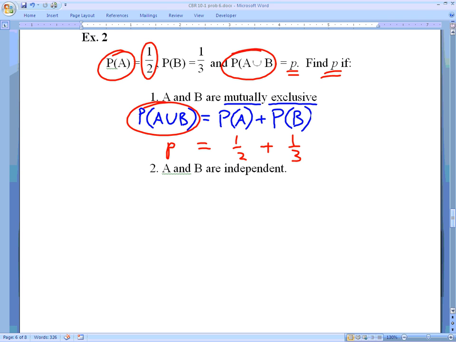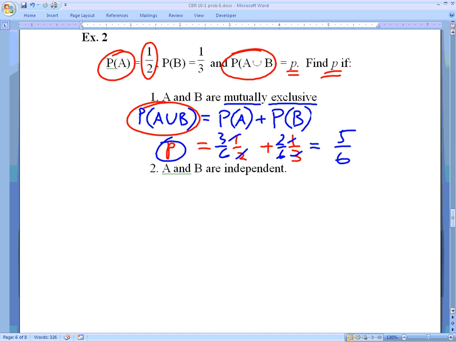And so we can make these both have a denominator of 6, which would be 3/6 and 2/6, which adds to become 5/6. So little p, the probability of A or B, is equal to 5/6 if A and B are mutually exclusive.